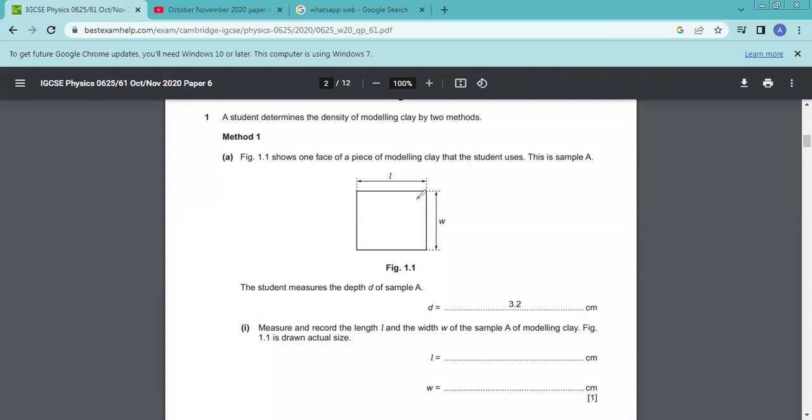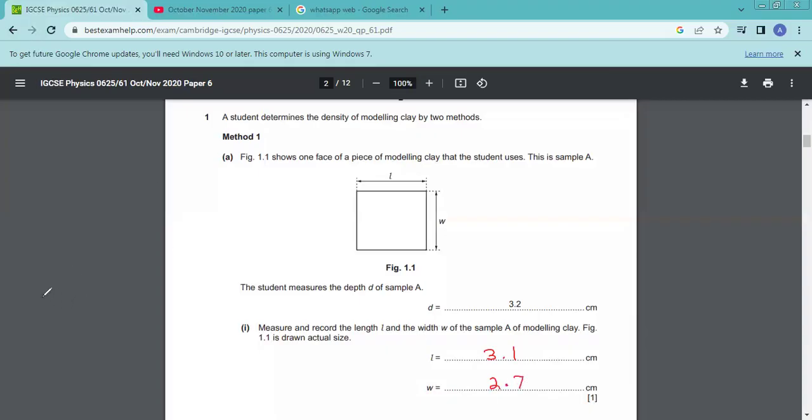that the student uses. This is sample A. The student measures the depth of sample A as 3.2. It's already given. So we have to measure and record the length and the width of sample A of the modeling clay. Since it's already drawn to the actual size, you need to take your ruler and scale and measure the actual value. But since I'm using the soft copy, there might be a slight difference in my value. So take the proper value. The length is 3.1 centimeter and the width I've taken is 2.7 centimeter.